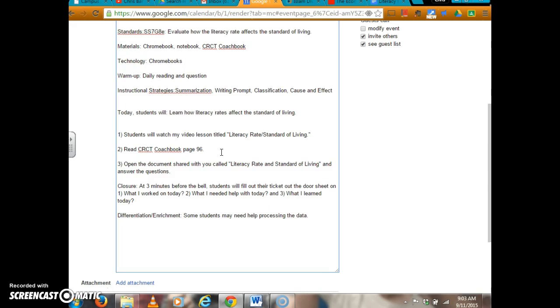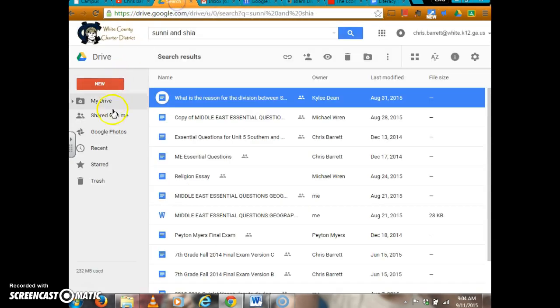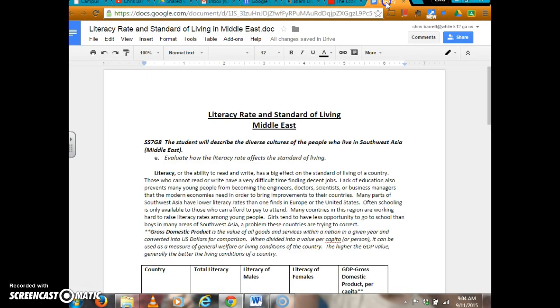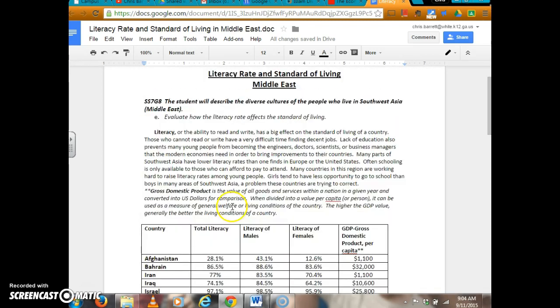Then, I shared a document with you called Literacy Rate and Standard of Living. What you're going to do is answer the question. So, let's open that document. You're going to go to Drive, go to Shared with Me, and look for this document, Literacy Rate and Standard of Living in the Middle East. So what it does is it defines literacy for us. It defines what gross domestic product is. And then there is this chart.